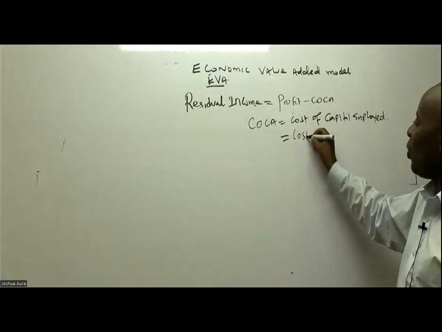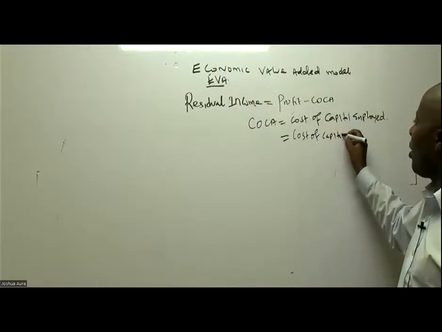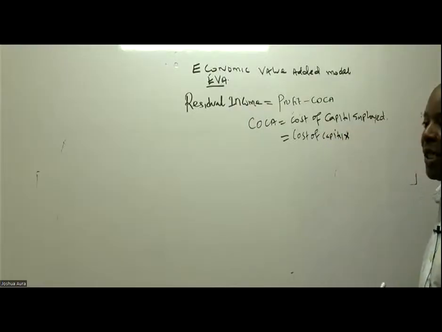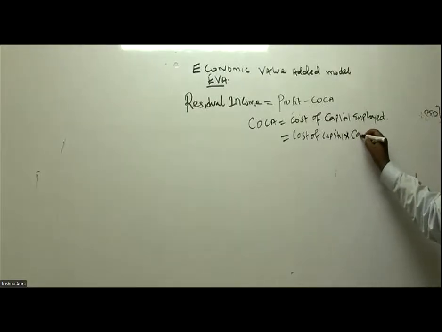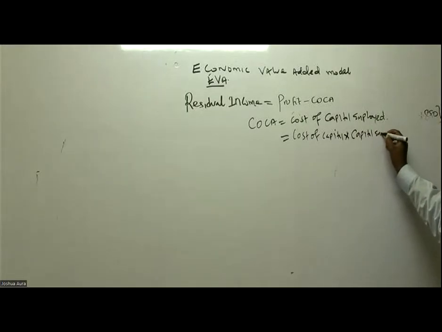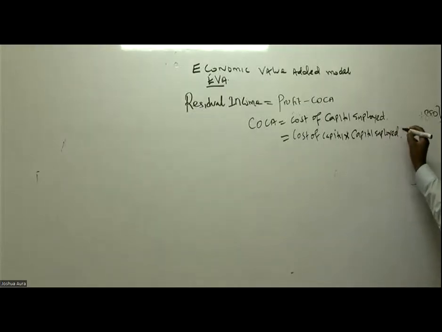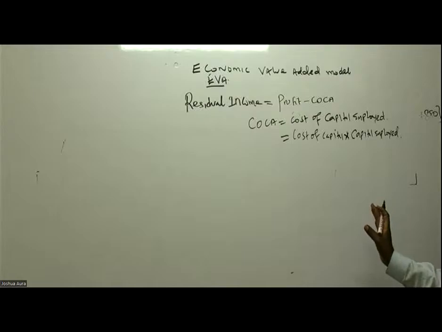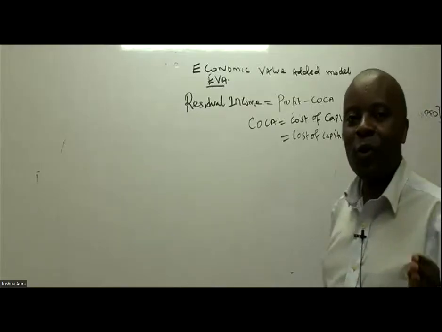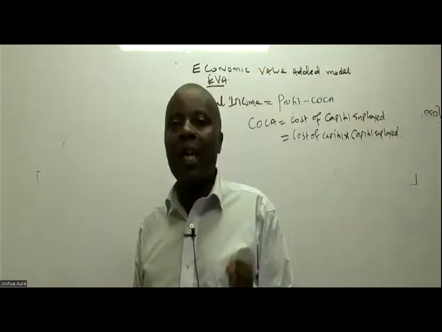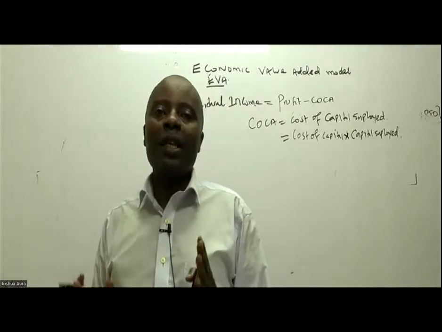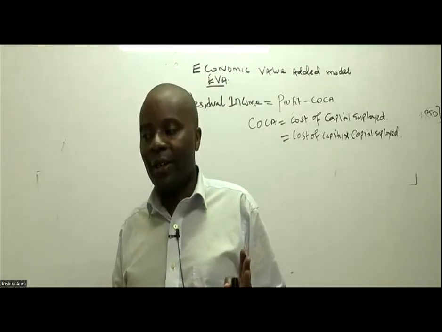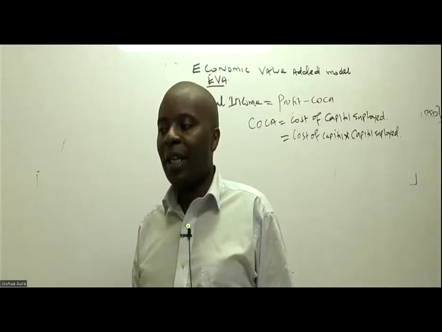At times, the examiner will give you cost of capital times the capital that was employed. Capital employed at the beginning of the year, because we have to look at how much capital was employed at the beginning of the year. And this capital was able to deliver what result in form of profit, right? So it is cost of capital times capital employed.